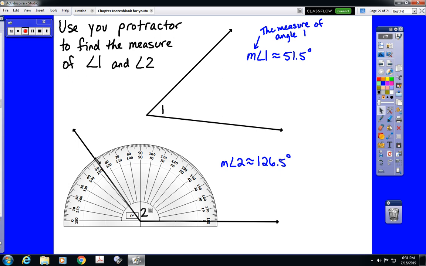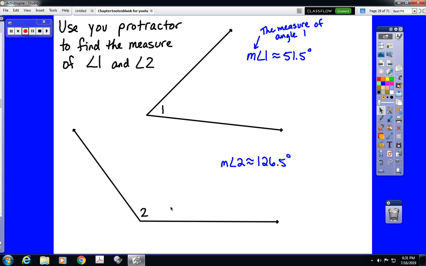But either way, you should know, using your intuition, which number is the right number. I mean, let's look at these angles. Angle 1 is clearly an acute angle, which means its measurement should be less than 90. And angle 2 is clearly an obtuse angle, meaning its measurement should be somewhere between 90 and 180. That's how we use a protractor, and that is the end of the third video.